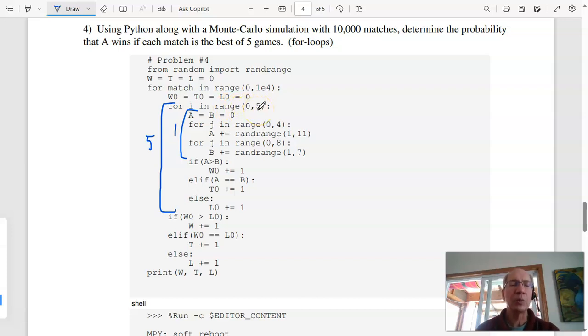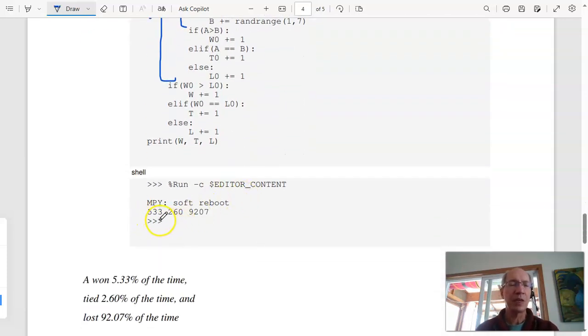At the end of the match, who won? If A has more wins than losses, A won. If they're equal, it's a tie, otherwise A lost. Now repeat that 10,000 times. That's a Monte Carlo simulation. If I run 10,000 matches, the probability A is going to win is roughly the number of A wins divided by 10,000. So if I did that, A won 533, with the rest ties and losses. A's got about a 92% chance of losing, about a 5.3% chance of winning. Monte Carlo.